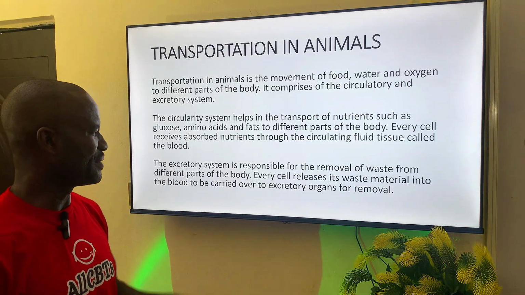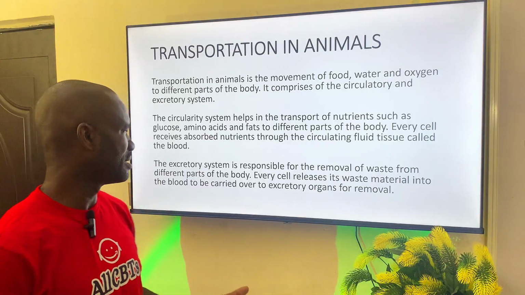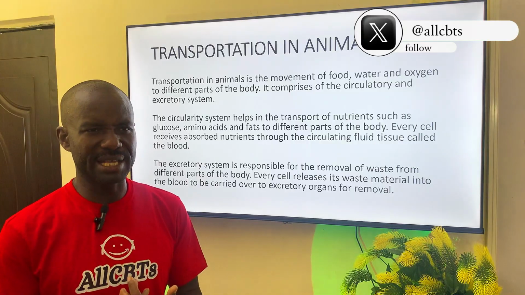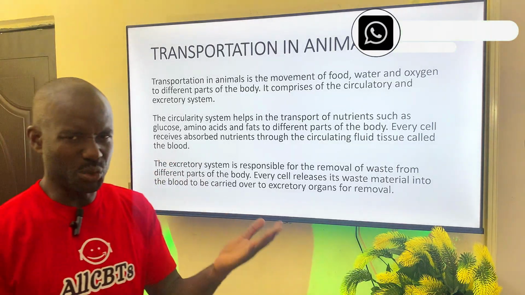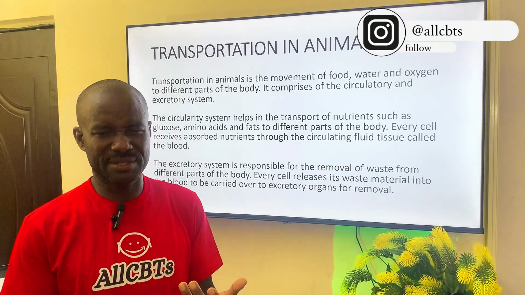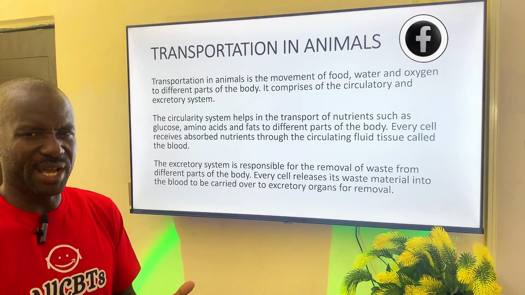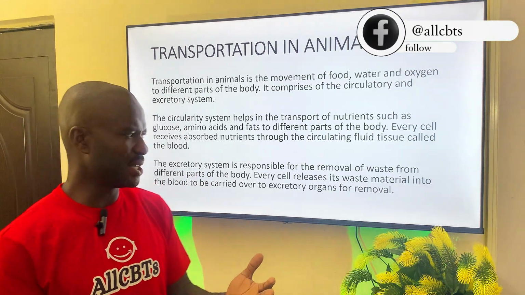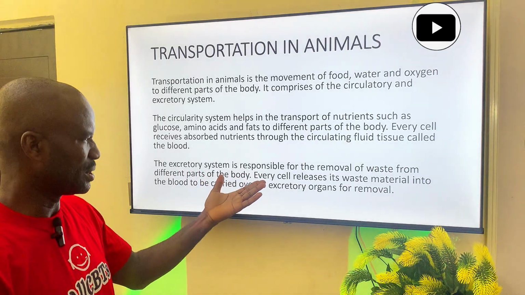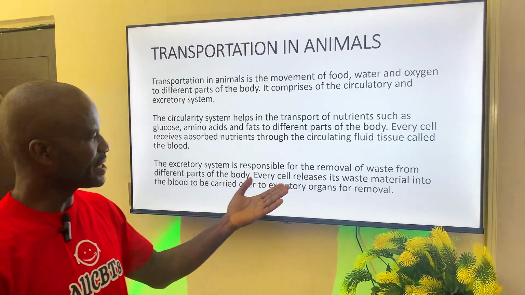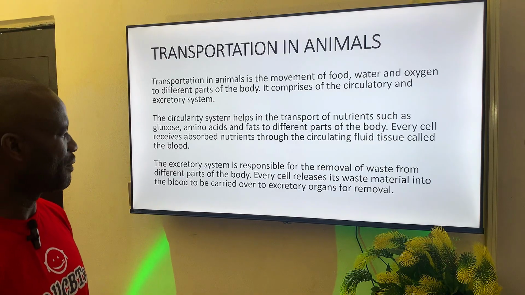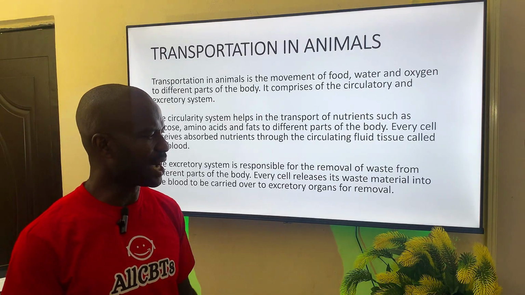The excretory system is responsible for the removal of waste from different parts of the body. The body has the ability to produce and to excrete this material. For instance, carbon dioxide is a waste material to us. How are these materials being excreted through the body? It is through a vessel, a medium known as the blood, where these things are being transported. Every cell releases its waste material into the blood to be carried over to the excretory organ for removal.